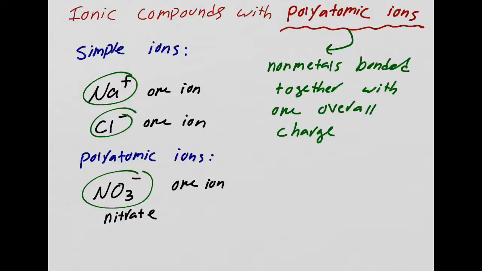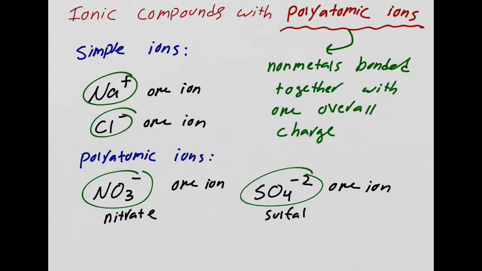The overall charge is -1. But this is one ion. And that's the concept that is a little bit crazy. Well, that's chemistry, right? But it's fun. SO4 minus 2. This is one ion. It's crazy. It's one ion. What we call this is sulfate. Okay? It is one ion.